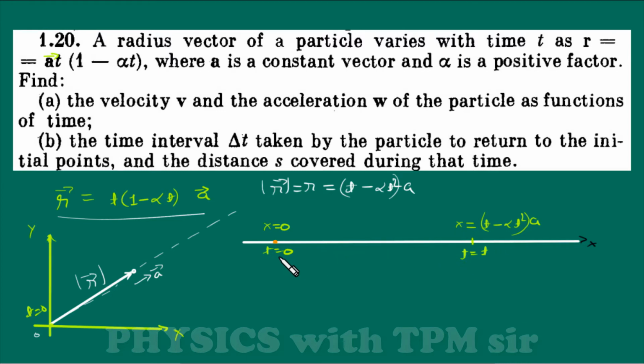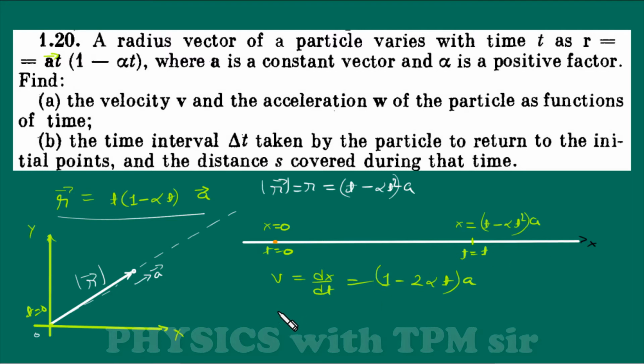This is a simple question. We have been given the position of the particle as a function of time. The particle is doing straight line motion. We have to find velocity and acceleration as a function of time. So this is really very easy. If you want to calculate velocity, then it is dx/dt. Differentiate it, we will get (1 − 2α t) into a, and this a is a constant vector.